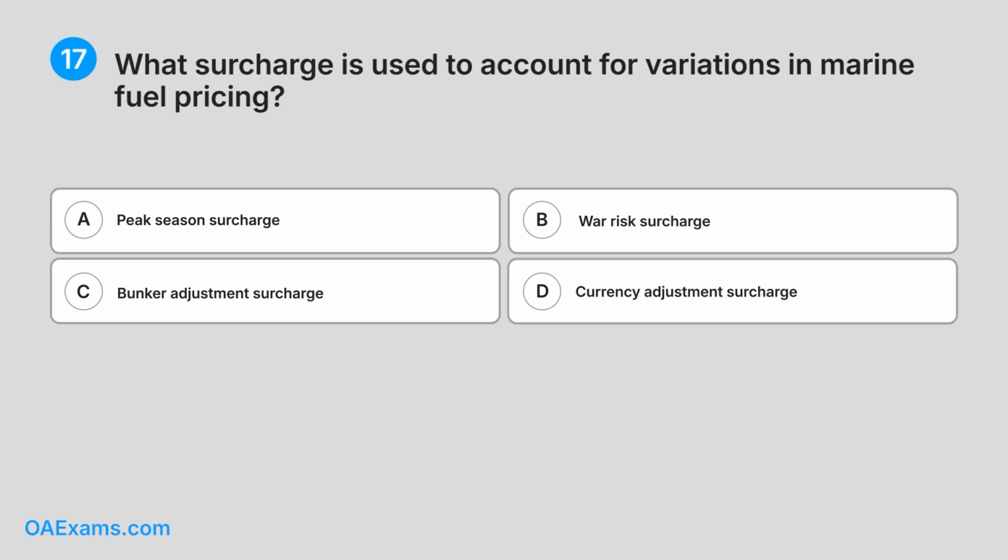17. What surcharge is used to account for variations in marine fuel pricing? A. Peak season surcharge. B. War risk surcharge. C. Bunker adjustment surcharge. D. Currency adjustment surcharge. Can you guess the answer?